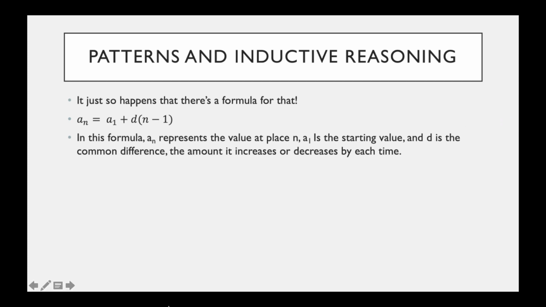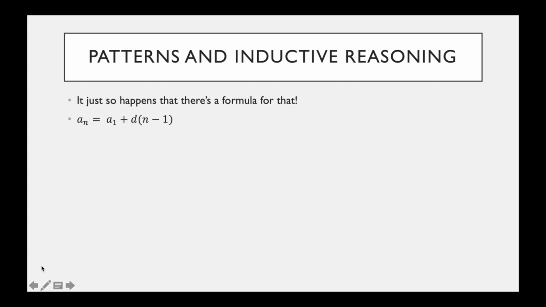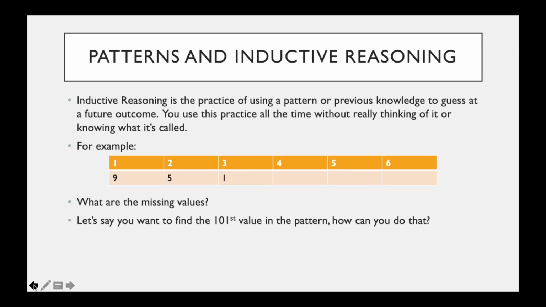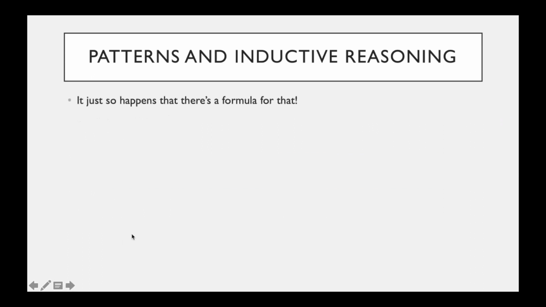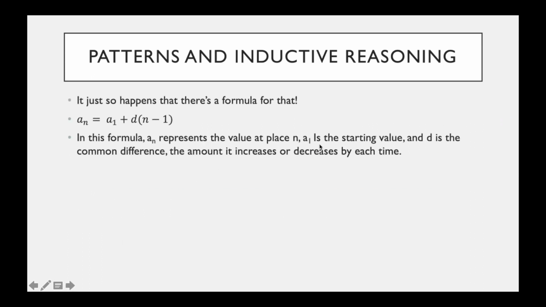In the example that we just did, our common difference is -4, because we're going down by 4 each time. So D is the common difference, the amount it increases or decreases each time, and then n is which number in the pattern we're looking for.